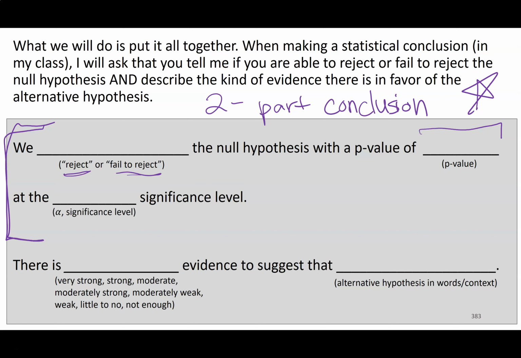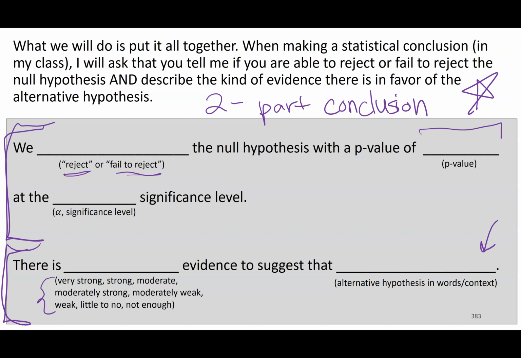Later, if we're using a t-table and it's a range, you could say a p-value between this number and this number. And then at the blank significance level. So you pretty much just fill those in. This part's not going to be very variable. Then this second part, this blank's a little deceptive. It's usually longer.